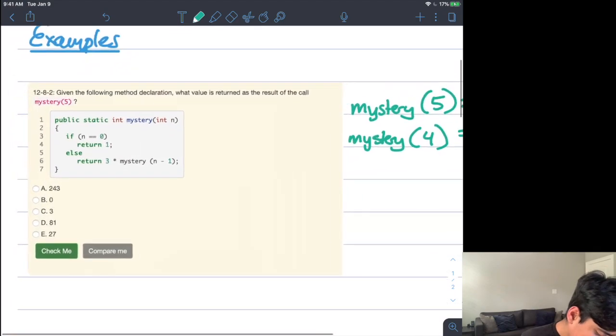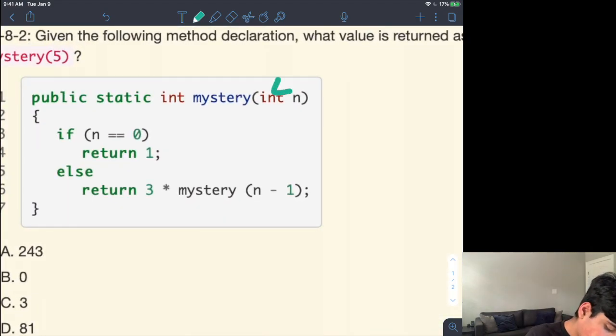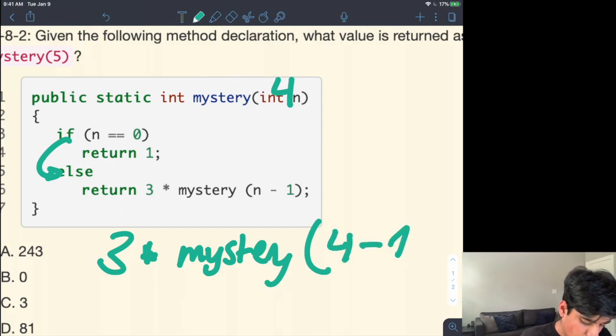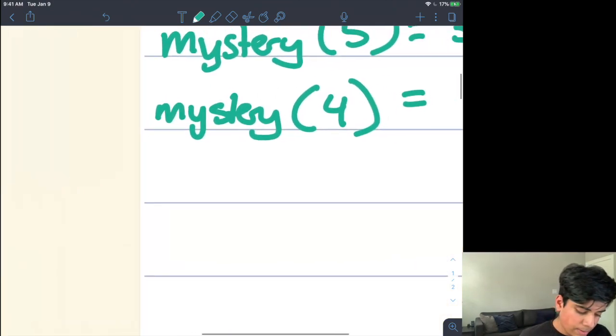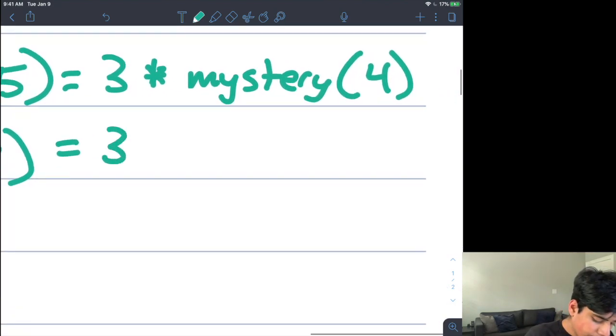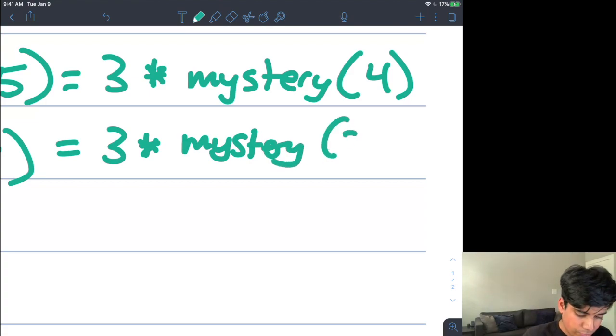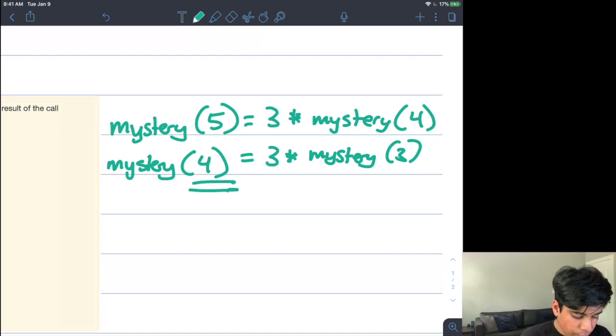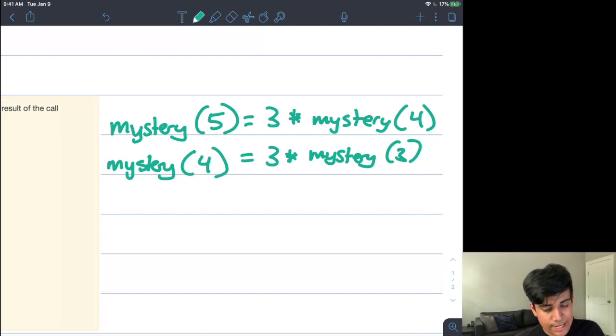Now we're going to figure out what it is equal to. So again, looking over here, we can put 4 as our parameter. You check, is 4 equal to 0? Well, it is not, so we're going to go to the else statement. In the else statement, I'm going to do 3 times mystery, but this time instead of 5 minus 1, it is 4 minus 1. So really what I'm doing is setting this equal to 3 times mystery 3 right over here. Because remember, my input parameter was 4, so 4 minus 1 is 3.